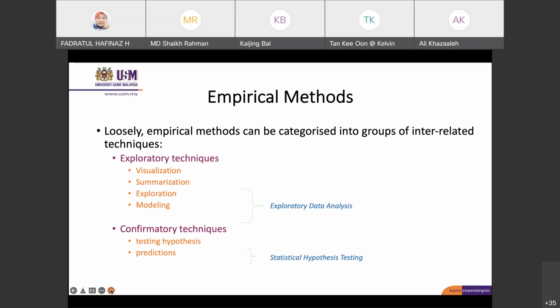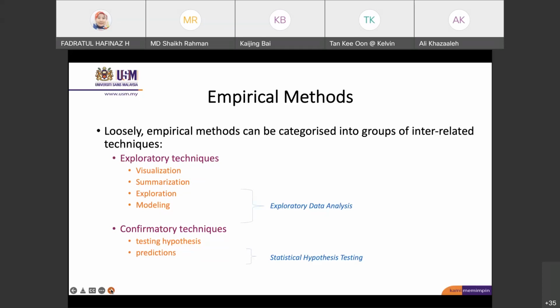All right, so empirical methods will assist us as computer scientists in observing and visualizing the structure of real-world phenomena. It can be categorized loosely into two groups of interrelated techniques. The first one is the exploratory techniques, and the second one is the confirmatory techniques. When you have the data, of course, you want to do some exploration because you want to understand the data. So in the exploratory techniques, you are going to visualize, summarize, explore and model the data.